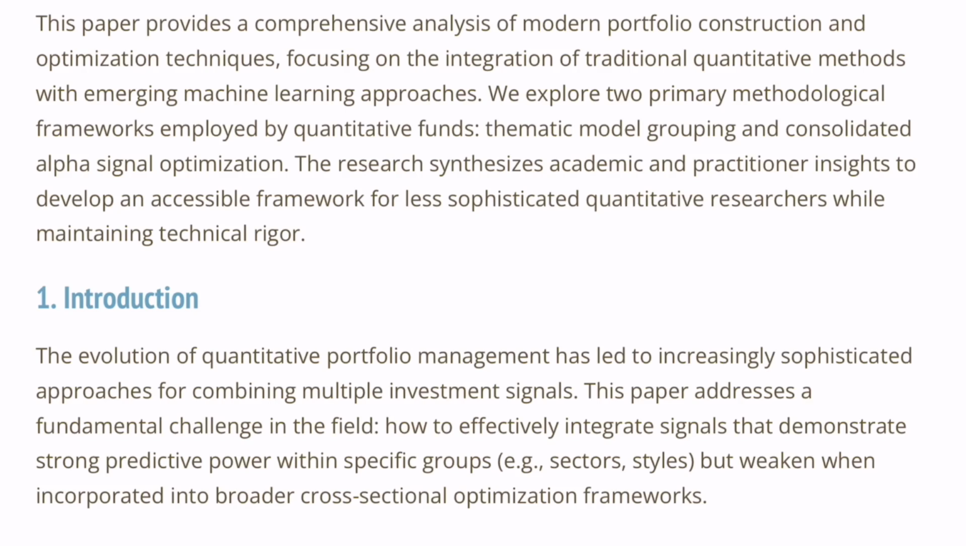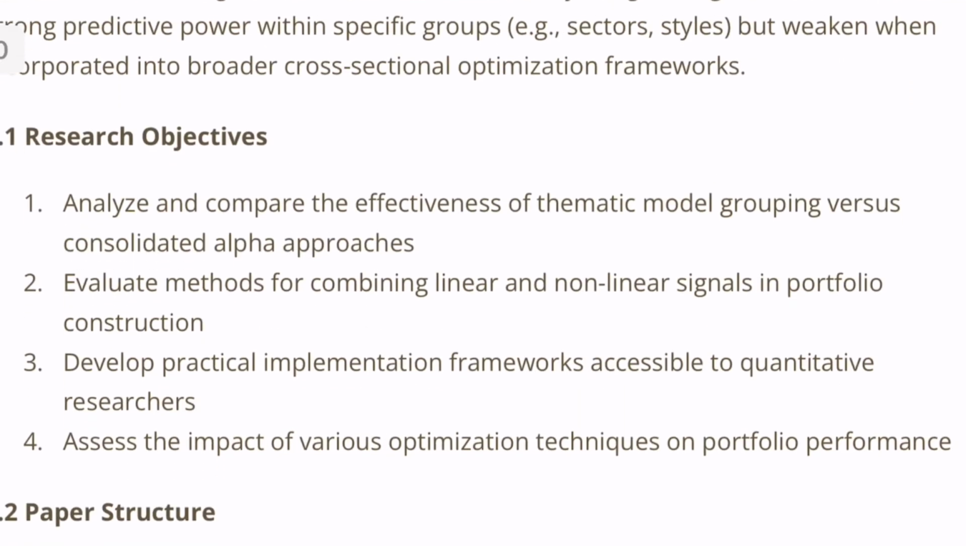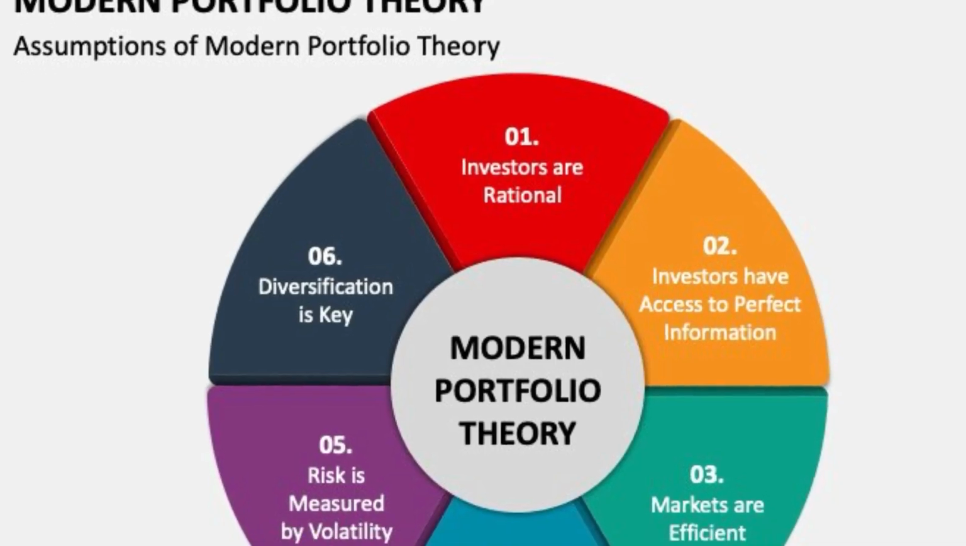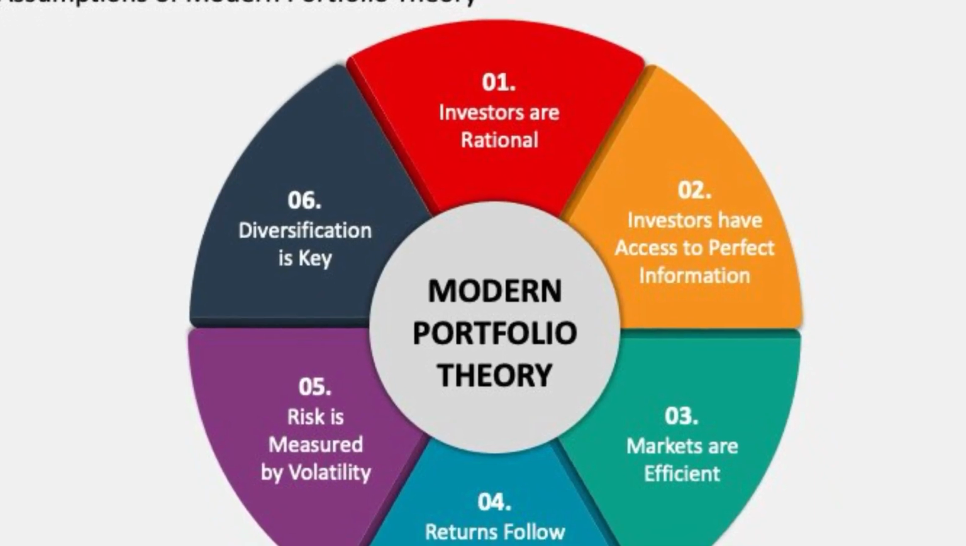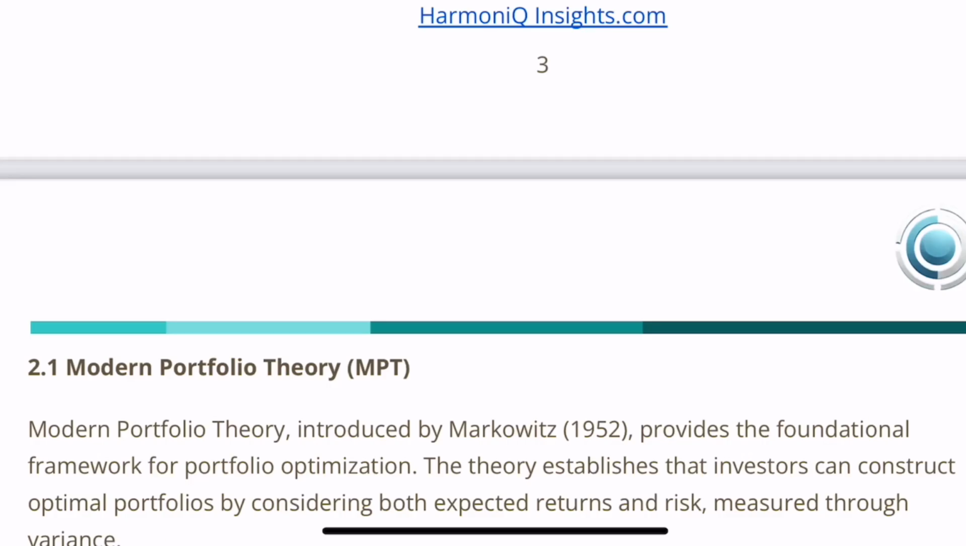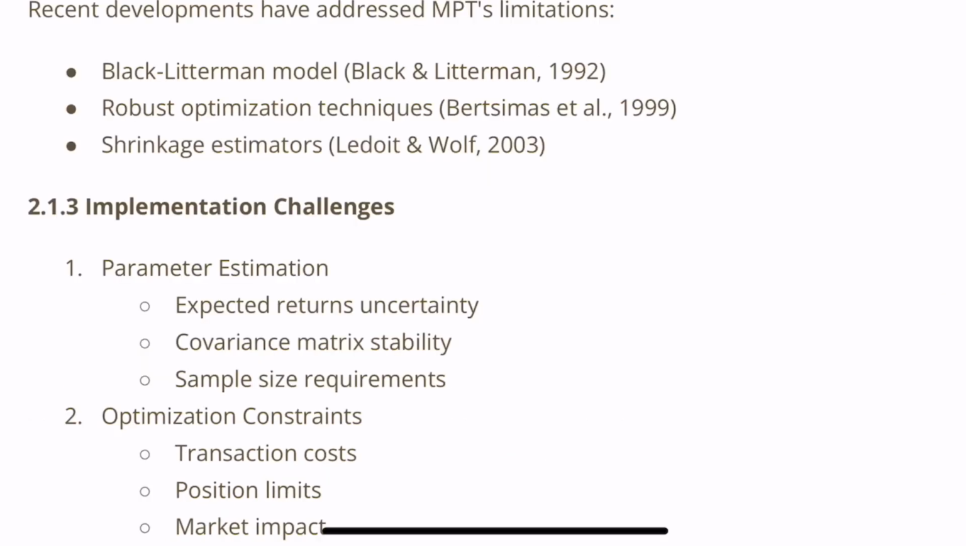Yeah, MPT in theory is very elegant, but in practice it can be quite challenging to actually implement. One of the biggest hurdles is accurately estimating parameters like expected returns and the covariance matrix, which measures how different assets move together. And of course, MPT doesn't always account for real-world constraints like transaction costs or position limits. So basically, MPT is a great starting point, a really important framework, but it's not the whole story.